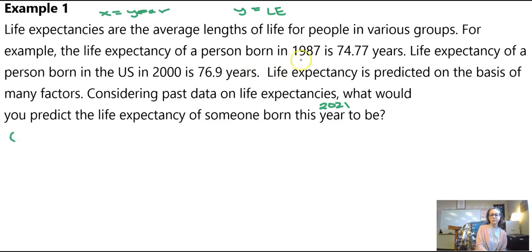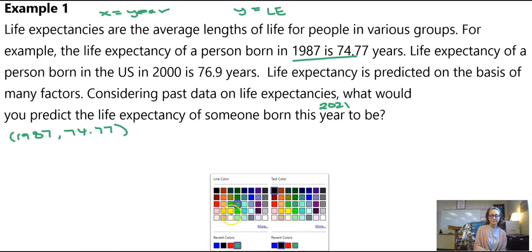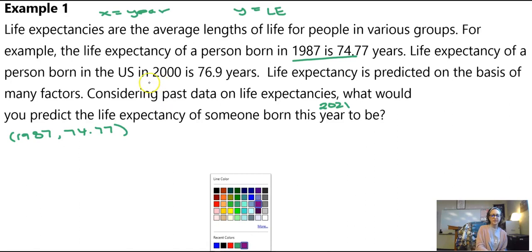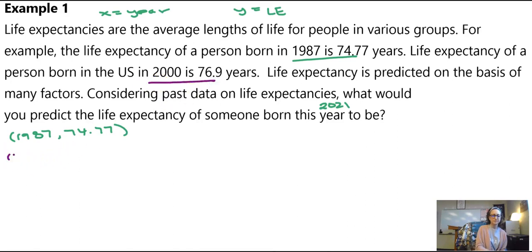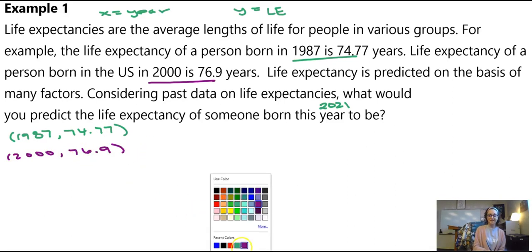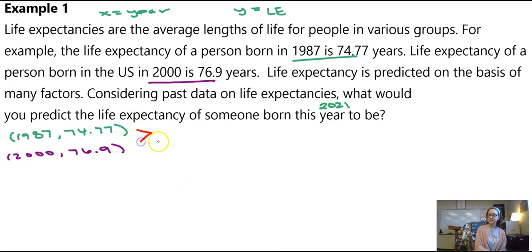Okay, so 1 point I would have is 1987, comma 74.77, and a second point I would have is 2000, comma 76.9. Okay, so now that I've got 2 points, I can certainly create my slope, and then I can also put this in point slope form. Okay, so let's write our slopes.